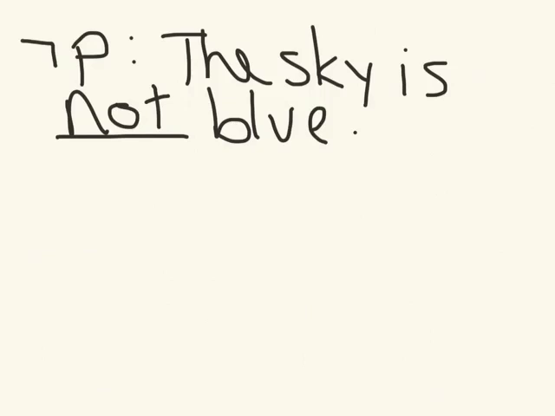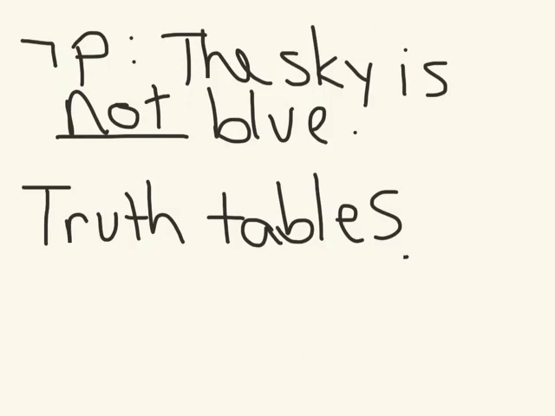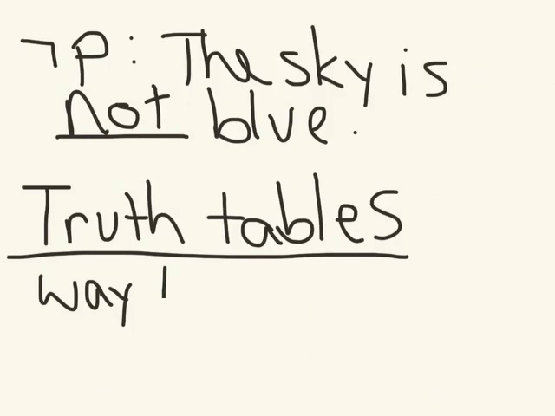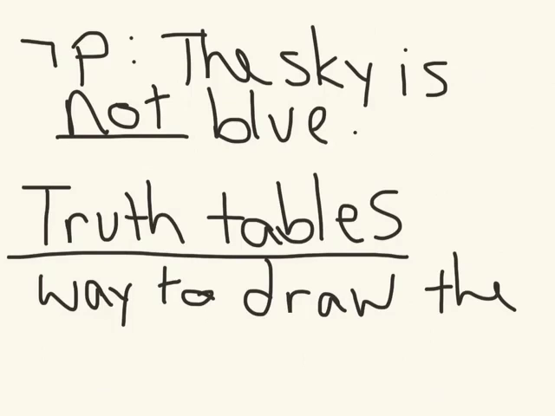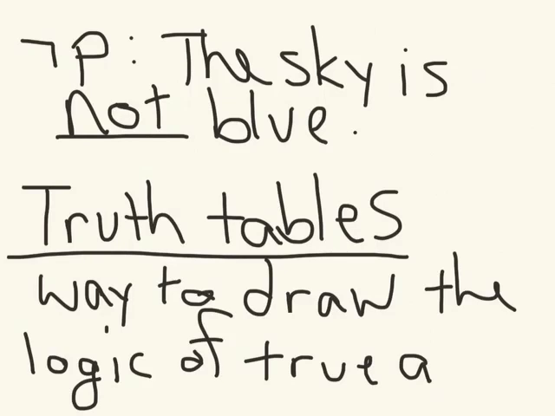We can represent all of this stuff in something called truth tables. And that's really what this section's about. Truth tables are a way to draw the logic. Sorry, I ran out of space there. That's true and false.